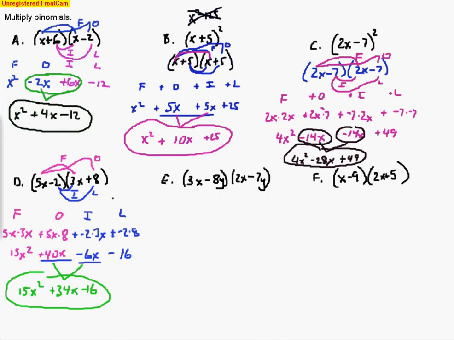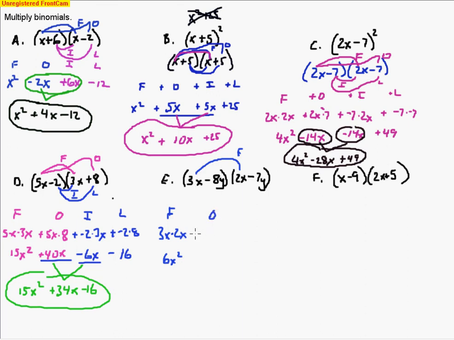Taking a look at the next one, we have to multiply the 3x and the 2x. Again, don't get in the habit of thinking that is 6x. It's not. 3x times 2x. That makes a 6x squared. Well, this problem's a little different because we have some y's involved, different variables. So let's take a look at that one.